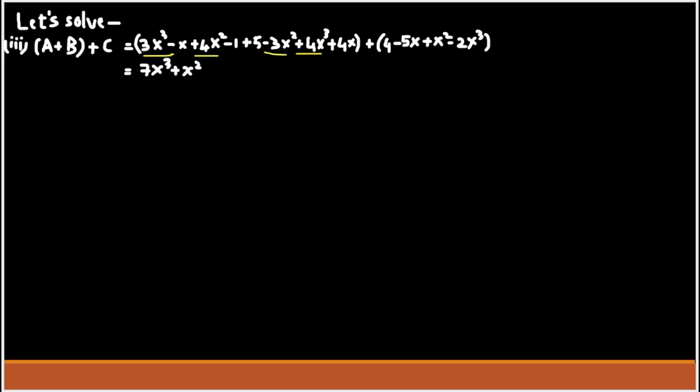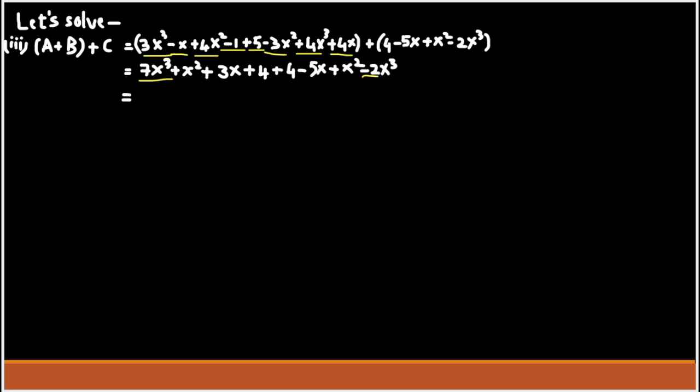plus 3x cube plus 4x cube which is plus 7x cube, plus 4x square from A and minus 3x square from B which is plus x square, and minus x from A plus 4x from B which is plus 3x, and minus 1 from A plus 5 from C which is plus 4. And now we are adding C to the sum.